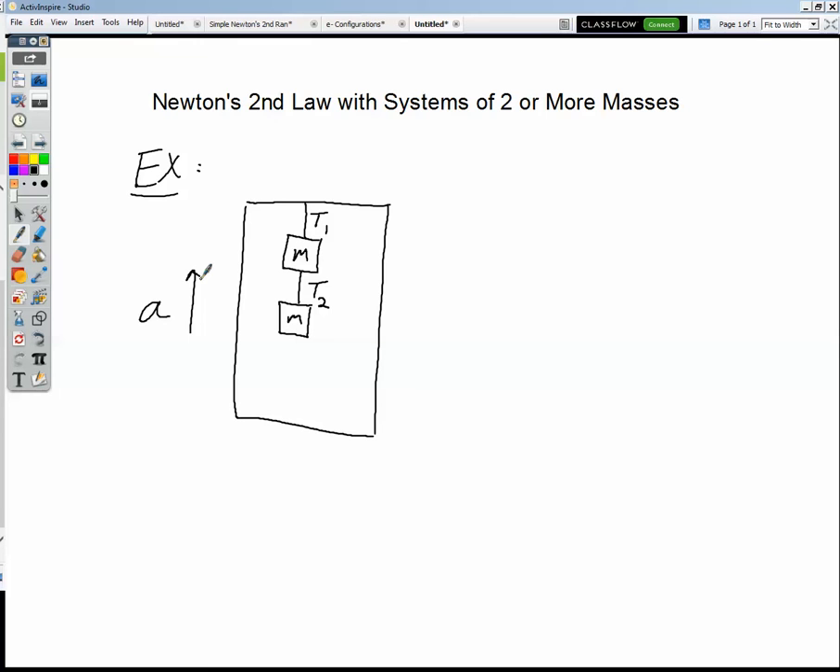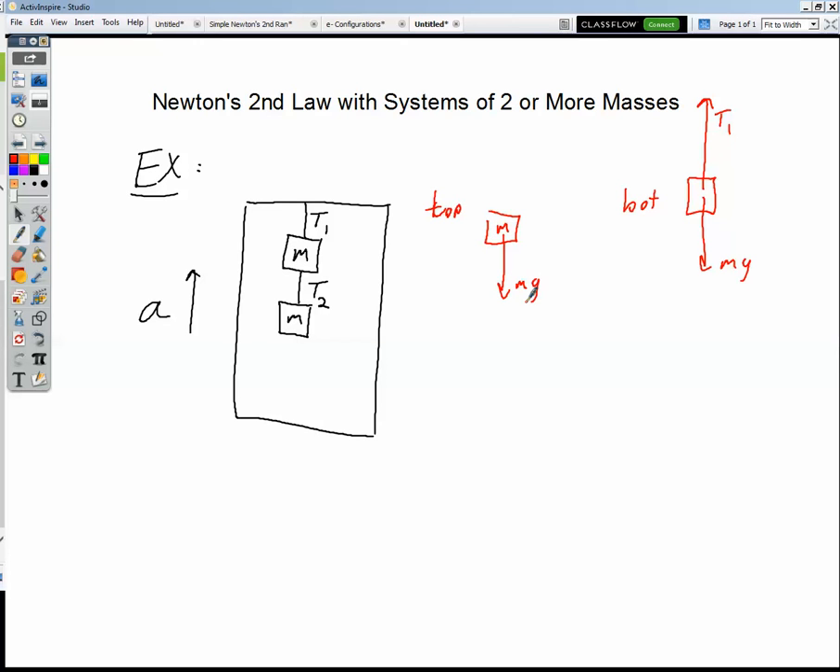So the question we want to ask ourselves is, what is the tension in each string? And the first step, as always, is to draw free body diagrams. So we start with the bottom block. On the bottom block, we have mg going down, and we have T2 going up, bigger than mg because this block is accelerating upward. And now for the top block, we draw our free body diagram. And again, we have mg going down.